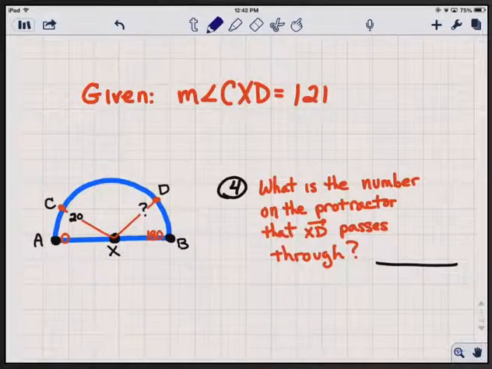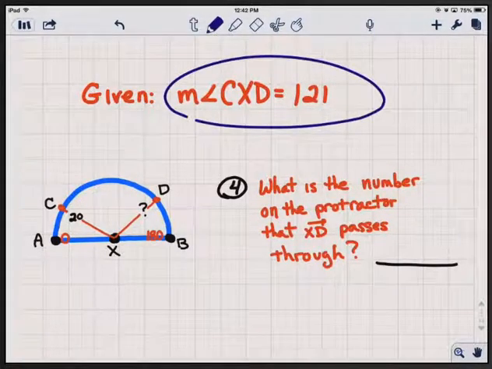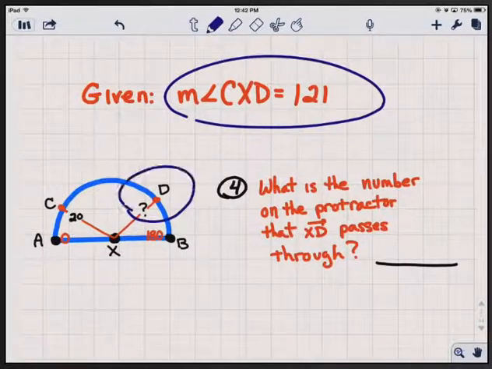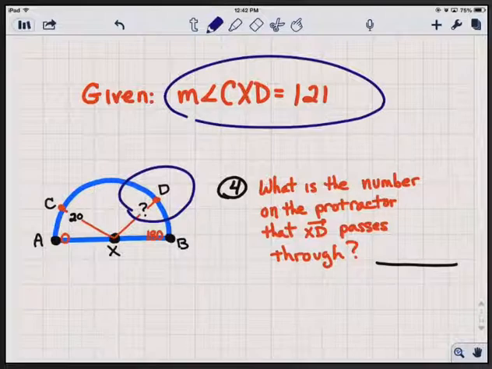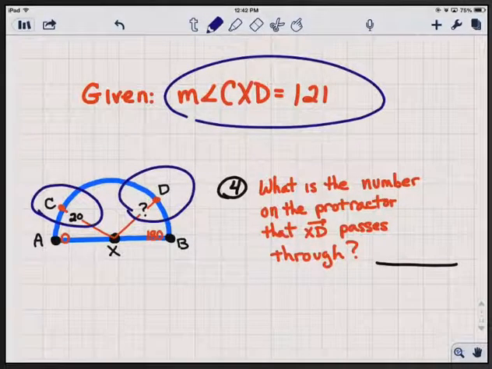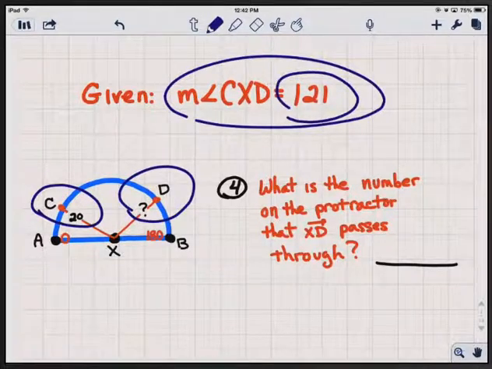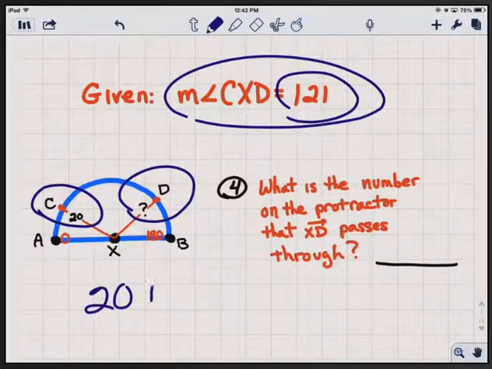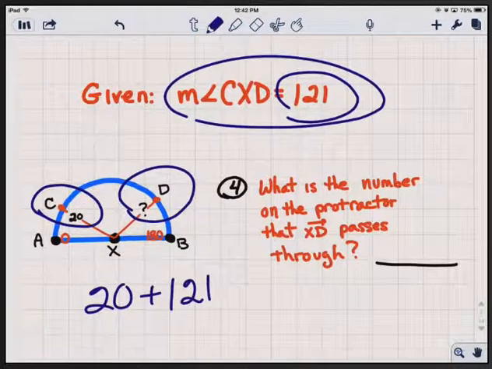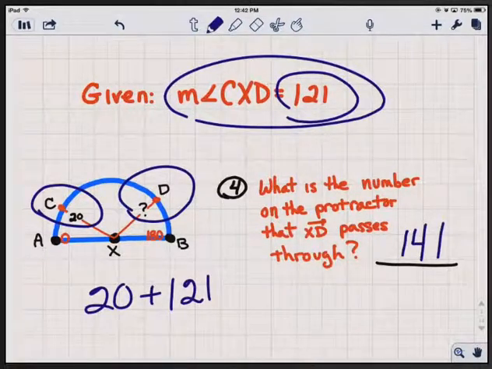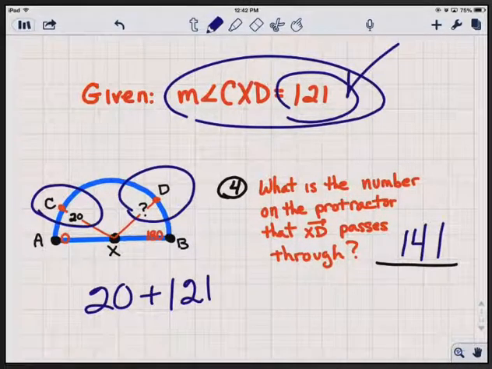If we have the degree measure given and we want to find the number on the protractor where one side crosses, in this case we start from 20 and we want to go forward, towards the larger numbers, 121 degrees. We just take 20 and add 121, and we get 141 for that answer. Then you can check your answer by subtracting 141 minus 20, which brings you back to the given value. The measure of angle CXD is equal to 21.